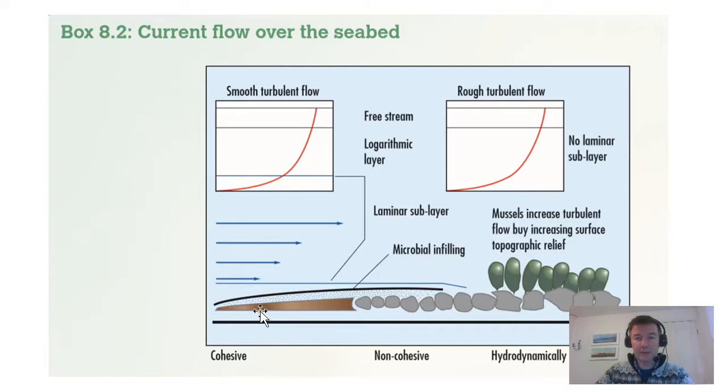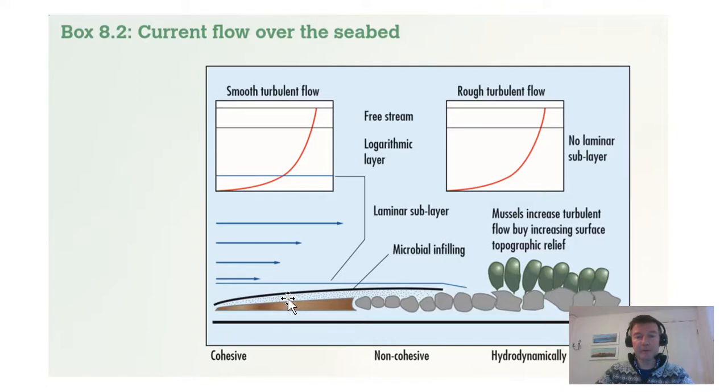We've got a muddy seabed over here with a lot of microbiology producing what are known as extra polymeric substances. Now this creates microbial infilling. If you like, it's the slime that makes the surface very smooth. Now when you have this very smooth surface, what develops is a laminar sublayer, otherwise known as a boundary layer.